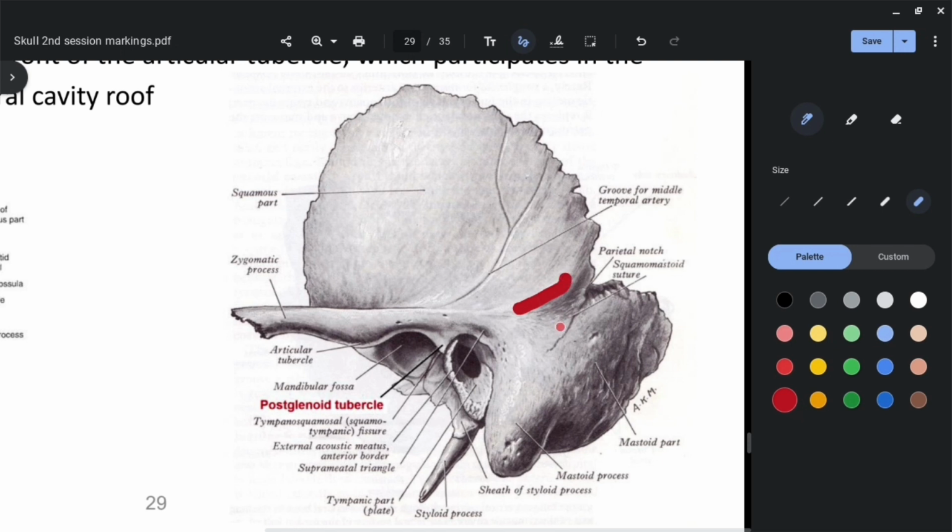So here we have a suture. As you can see, the suture is between the squamous part and the mastoid part. So this suture will be the squamomastoid suture. I am marking here. This is the squamomastoid suture.